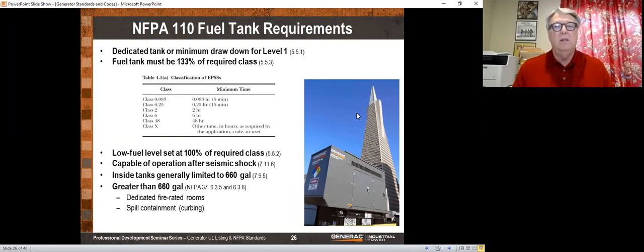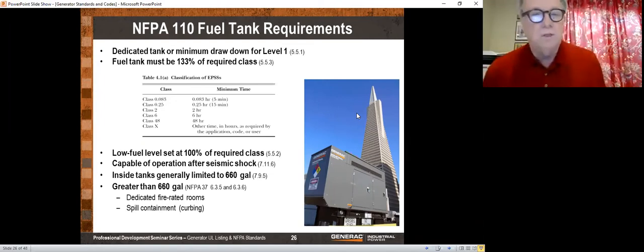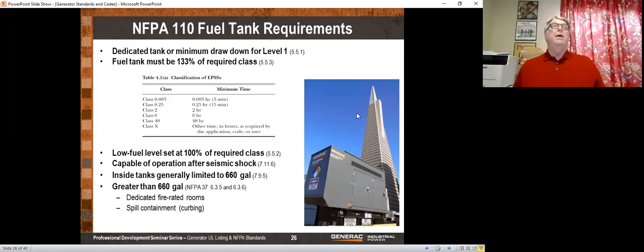Inside tanks are generally limited to 660 gallons. This is something that comes up quite often. You can go over 660 gallons, but now you're going to have that tank in a dedicated fire room, and you're going to have spill containment. And probably more important than either of those things is you're going to have a little conversation with your insurance company, because many times insurance companies will want sprinklers in that room, and they may want diesel fuel detection.